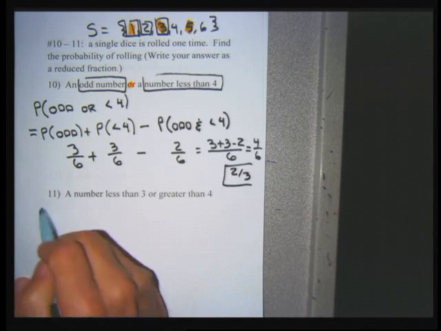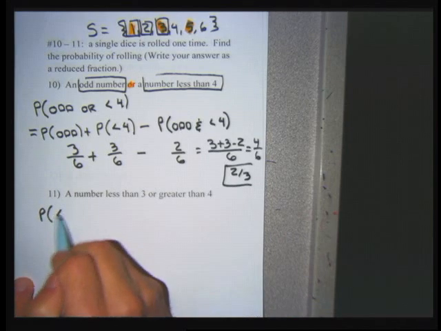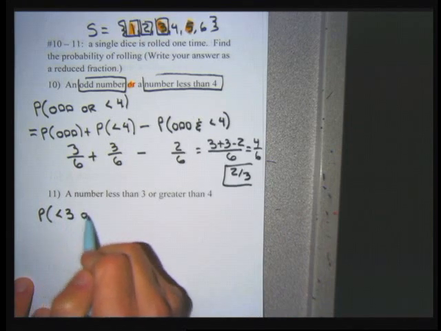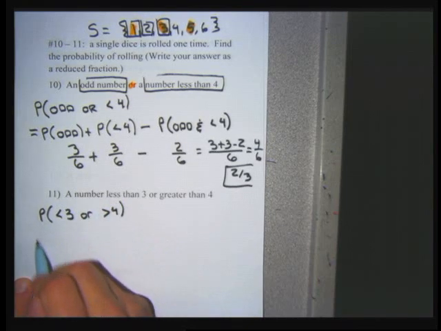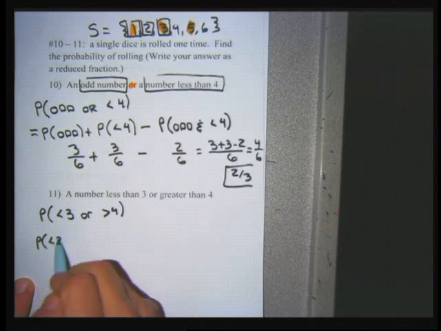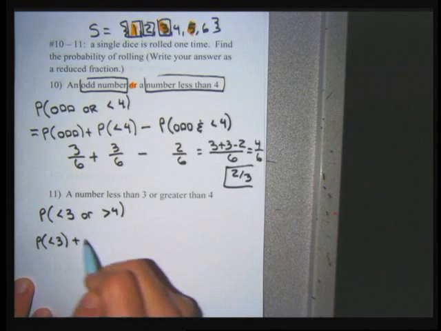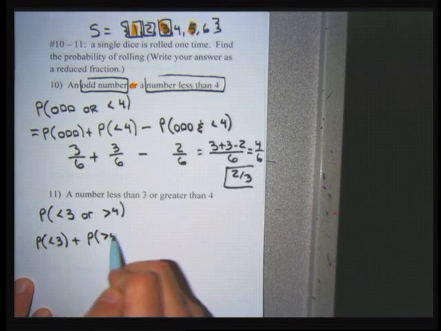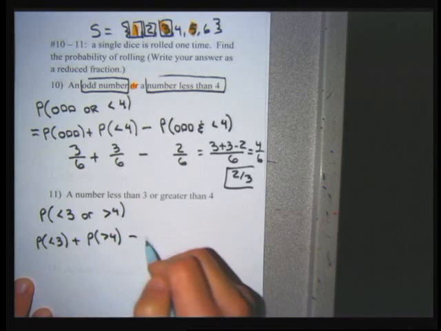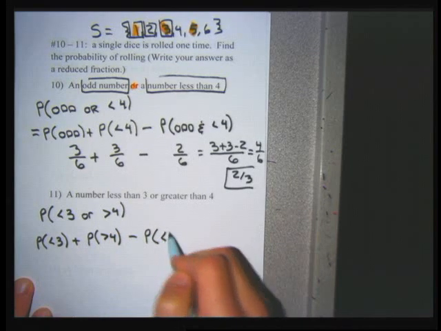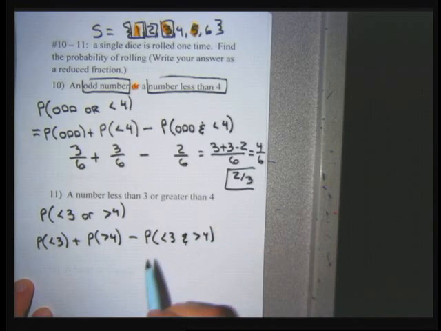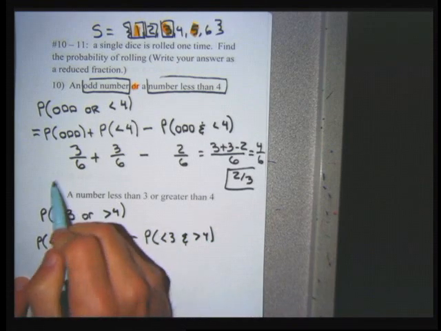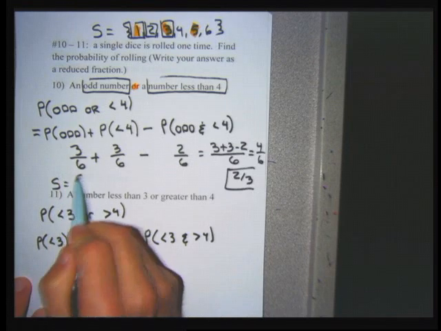11, I'll write it up the same way. It's the probability of getting a number less than 3 or greater than 4. That's going to equal the probability of getting a number less than 3 plus the probability of getting a number greater than 4 less the probability of getting a number that's both less than 3 and greater than 4 simultaneously. So now I'm going to create a sample space and mark it up.